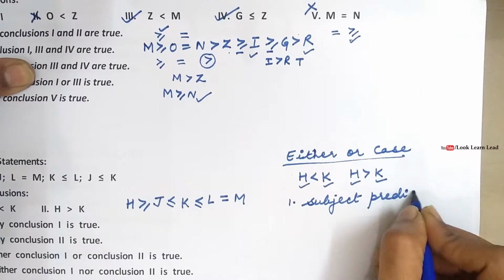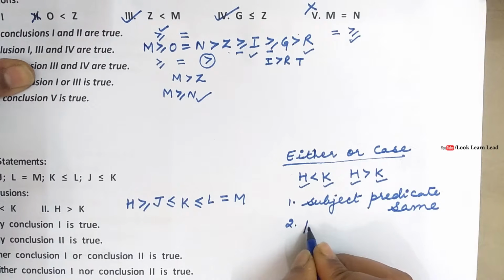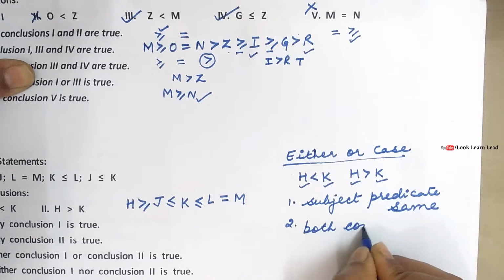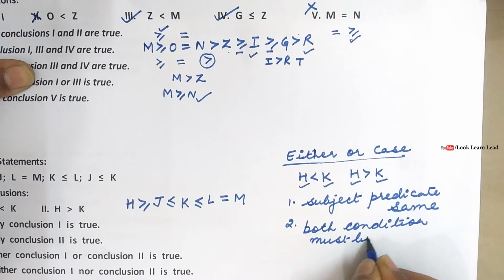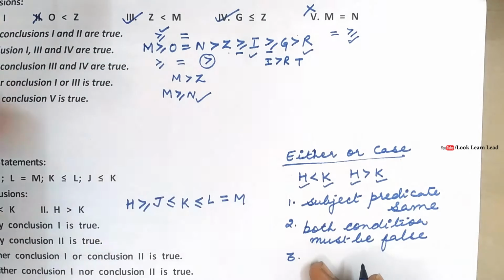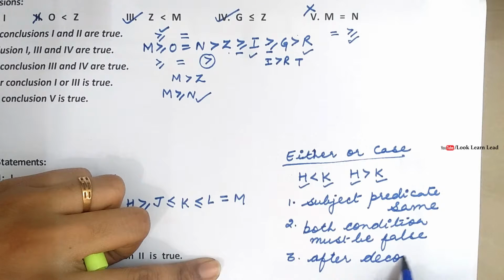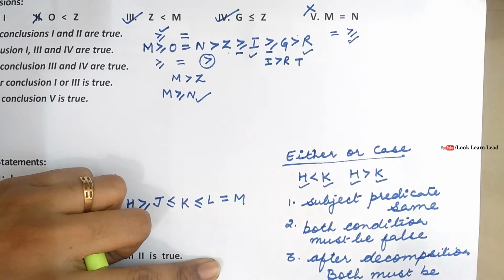Subject predicate same. Okay, and the second case is both condition must be false. And third case is, there is either or case and there is a neither nor case. So we will stay in both. And third case is after separation, after decomposition, both must be true. Okay, this is the either or case.